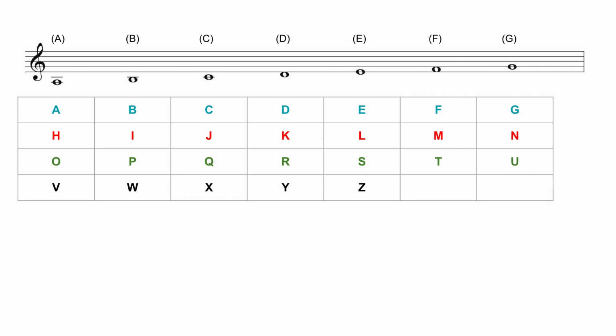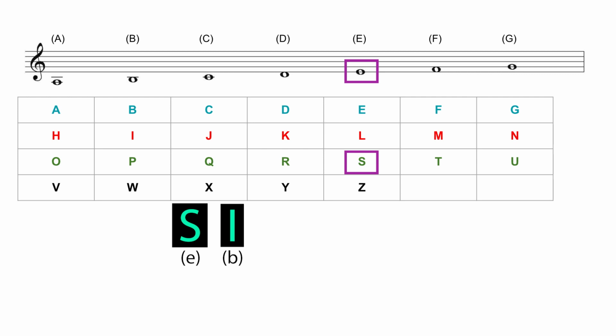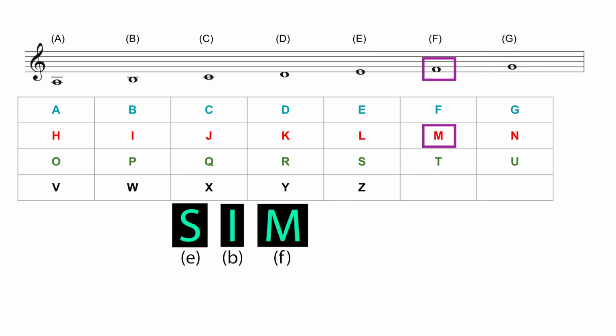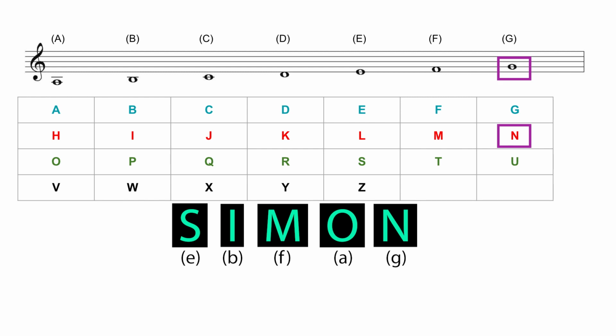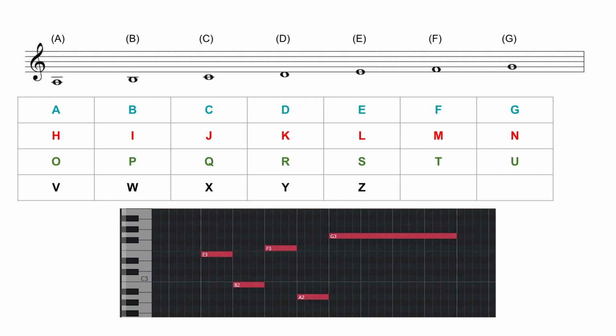So now I have my table, I'm going to try out some words to see what kind of sequence of notes I get. Okay, so I'm going to try my first name first, Simon, which has 5 letters. So S is the first letter, that would be an E on my table. Then letter I, that would be a B. Letter M would be an F, O would be an A, and N would be a G. So I've got the notes of E, B, F, A, and G.